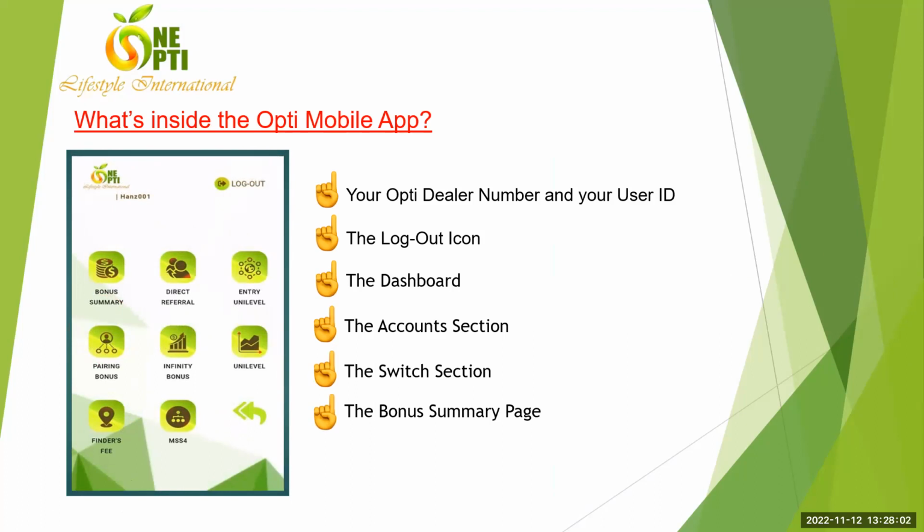So if you want to access the direct referral under your first account, then you have to go to hand 001 or your first account. Then if you would like to access who were the sponsored names under your 3rd account, then you have to go to switch account first, click on your 3rd account, then access the bonus summary page and click on direct referral. And this also applies to the other icons like the entry unit level.